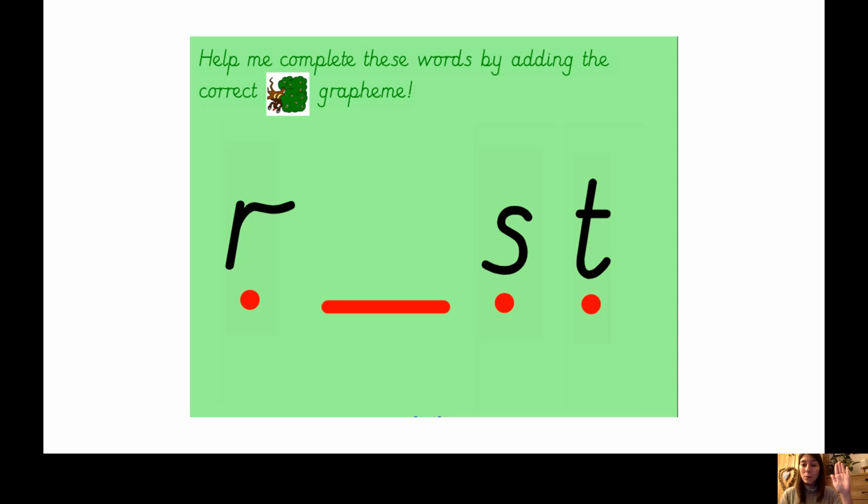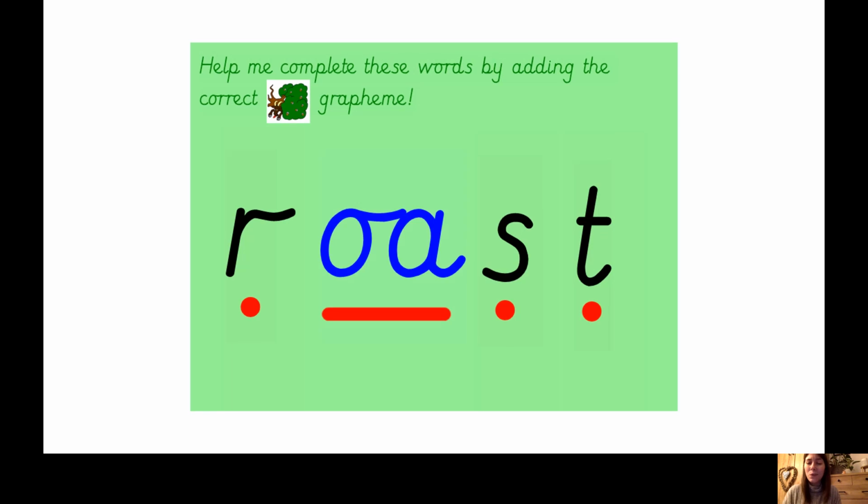Can you sound talk this word with me? R-O-S-T, roast. Have a little think. Who might this be? And why do you think it might be Grandpa? Oh, because he's got his sore knees and he needs help to stand up. Let's have a look and see if you're right. Fantastic. What fantastic explaining this morning.